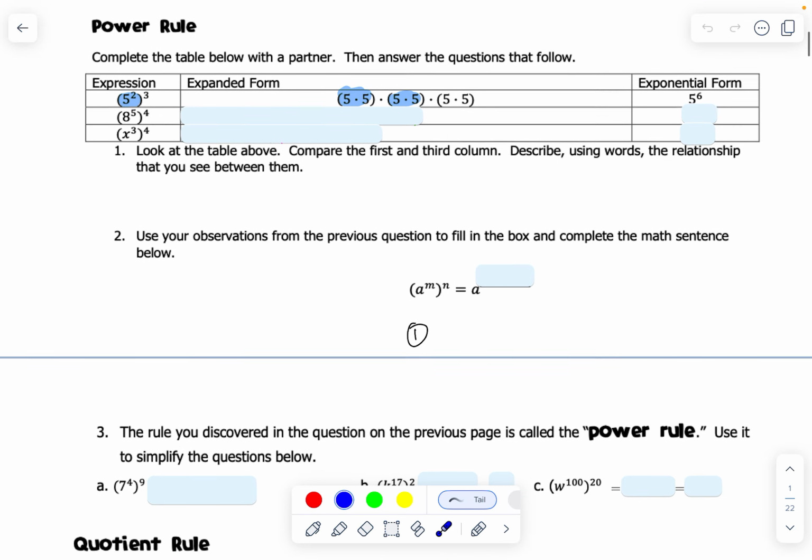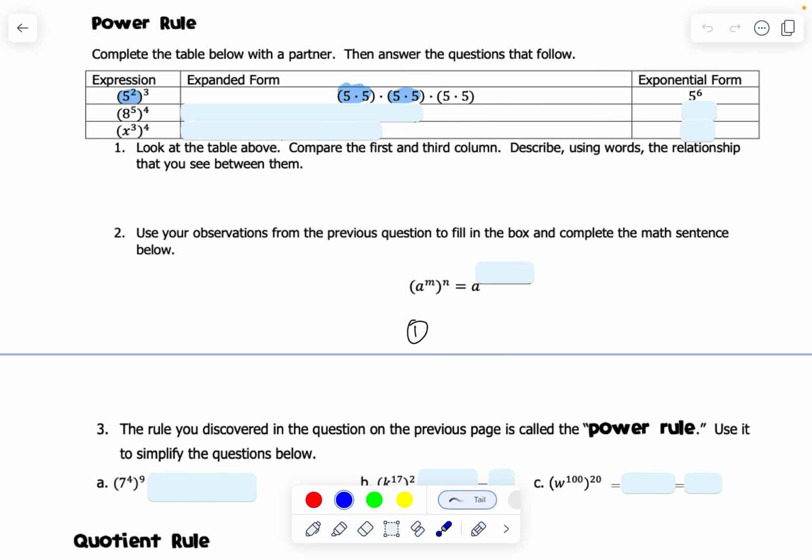So let's take a look now at the power rule. Well, what if I have a power raised to an exponent? So if I have 5 squared, we can rewrite that as saying, well, 5 squared is 5 times 5. And if that's cubed, well, then I write that group once, twice, 3 times. Now, since these are all being multiplied together, I can just count the number of times 5 is being multiplied together, and I get 5 to the 6th.